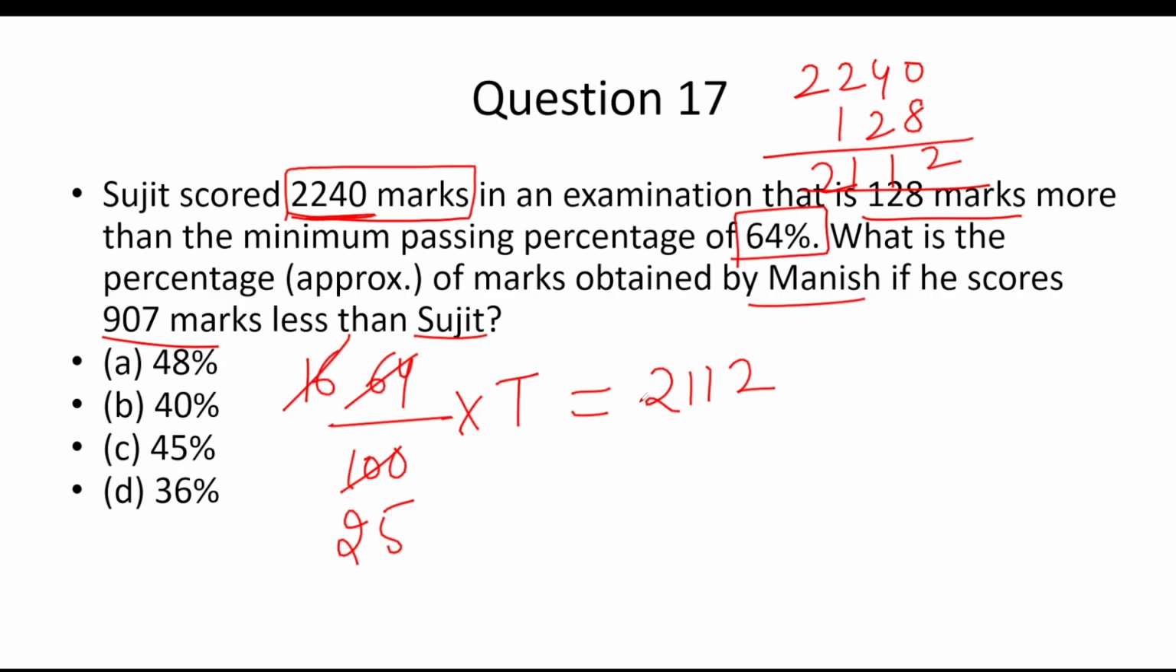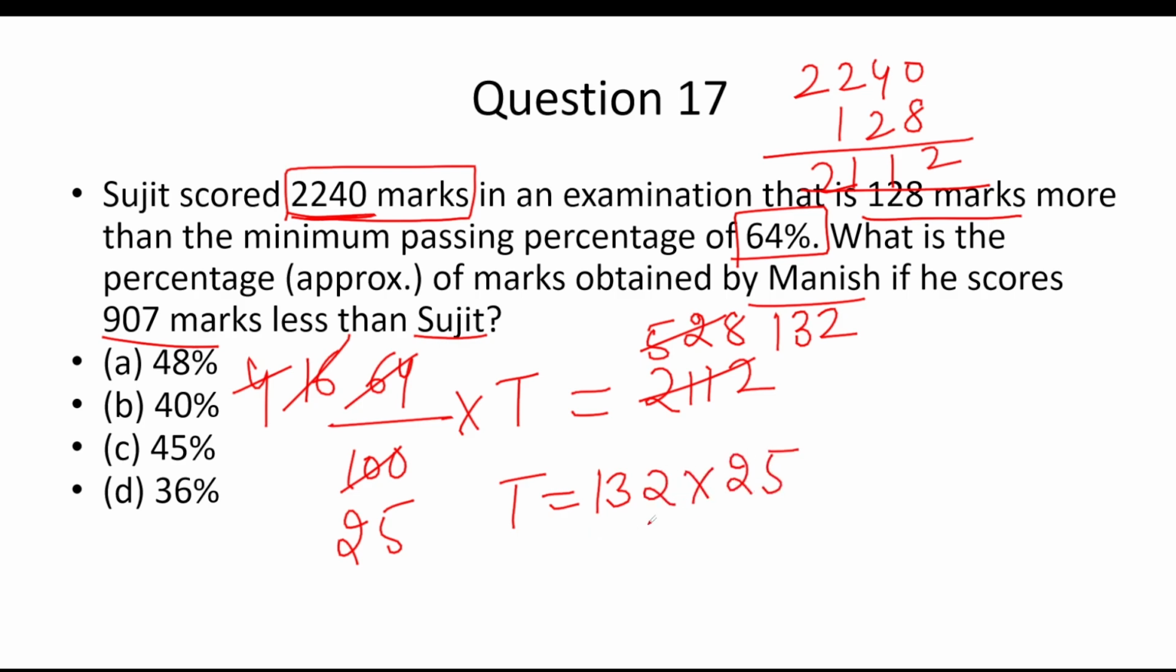You can cancel this also. If you cancel with 4, first it will go on 5, then 2, then 8. Again you can cancel with 4, then it is 1, 3, 2. So what is the total marks? It is 132 into 25. This is the total marks.